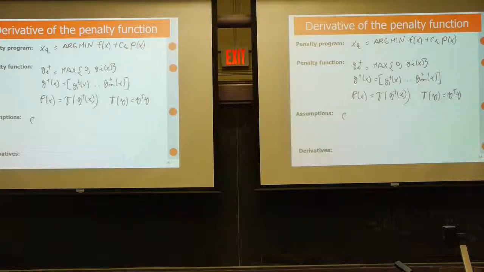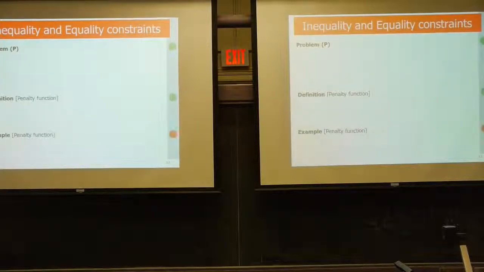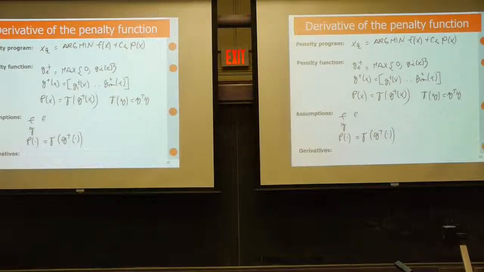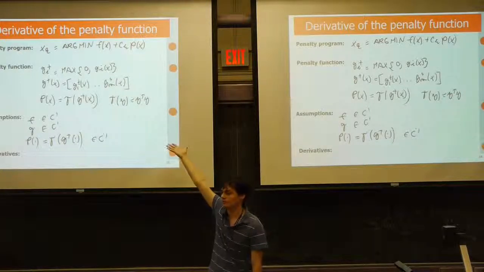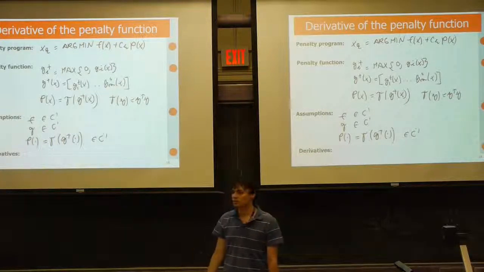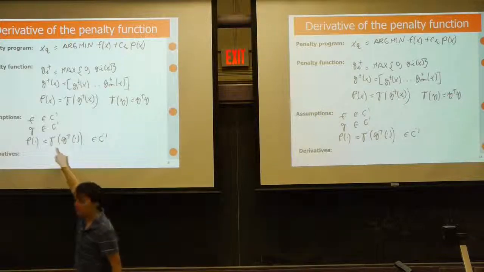We will assume that f is differentiable, g is differentiable, and p is differentiable as well. So what we will need is that f is continuously differentiable, g is continuously differentiable, and the penalty is continuous and differentiable as well. The problem that we will have here, though, is that if you look at how the g plus is defined, there's a maximum there. And we need to calculate its derivative. So it will cause some complications, but we will put that into a gamma function.